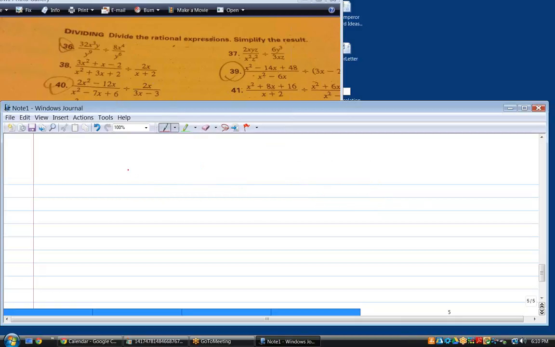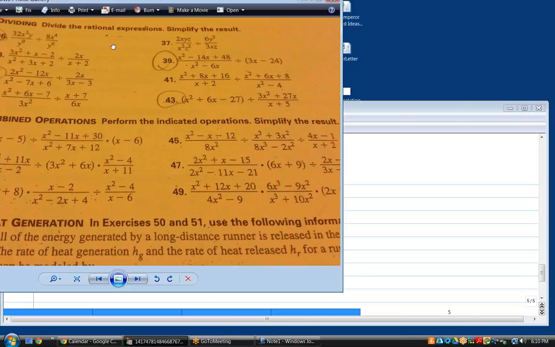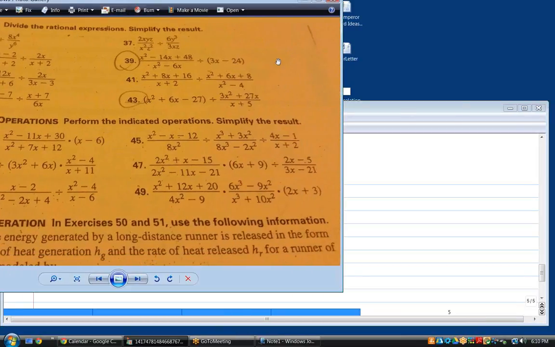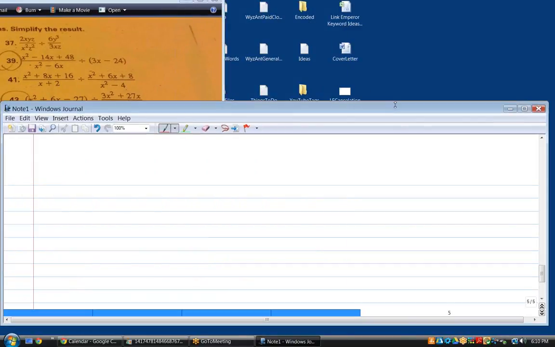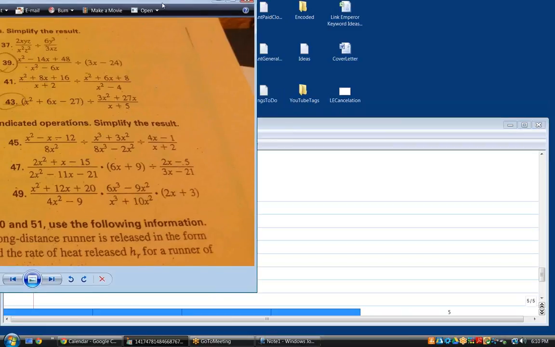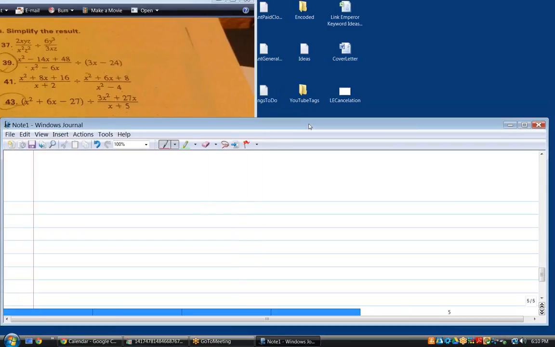All right, let's see. What do we need? We did 40, is that right? Yeah. So 43 we need to look at. Okay. Hold on. All right, so factor that. So it's x and x, and then one's positive, one's negative.